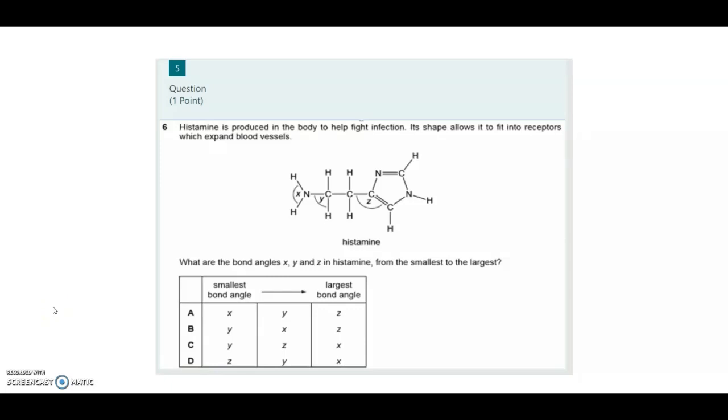Well, this question is about bond angles. Histamine is produced in the body to help fight infection. Its shape allows it to fit into a receptor which expands blood vessels. So here you need to find bond angle, but for finding bond angle you need to draw a diagram.